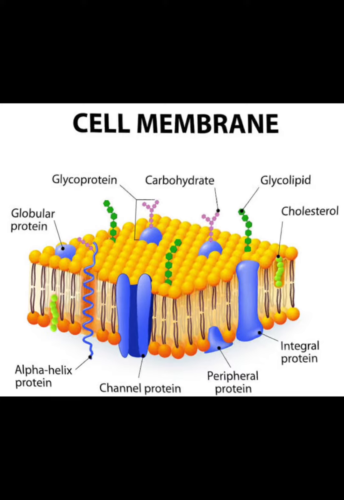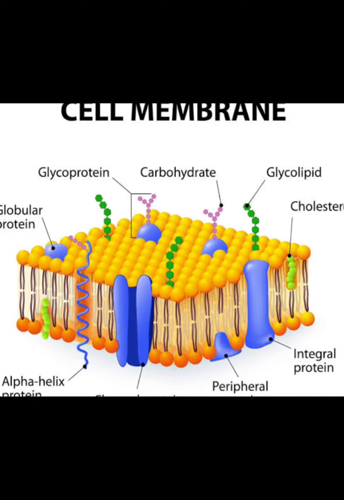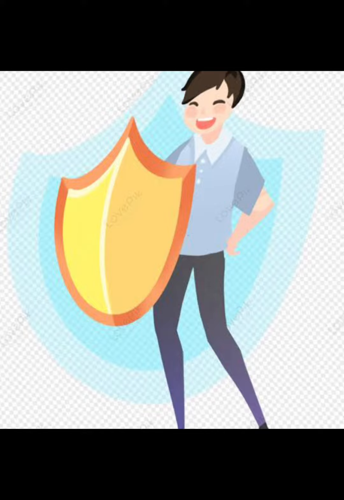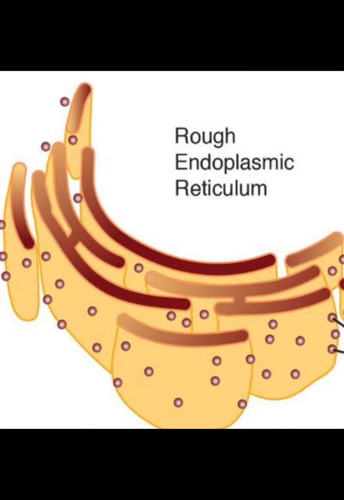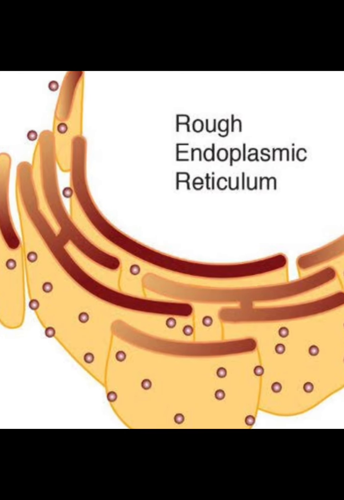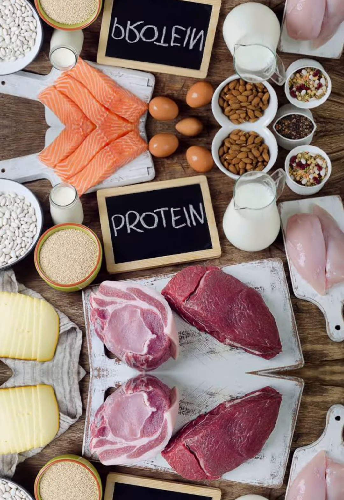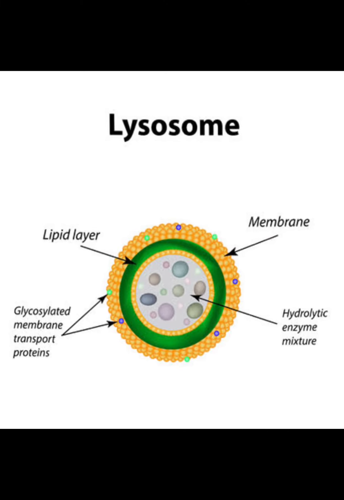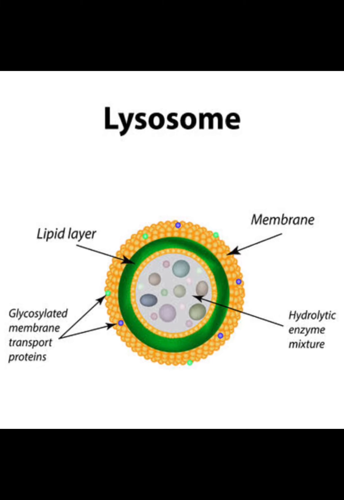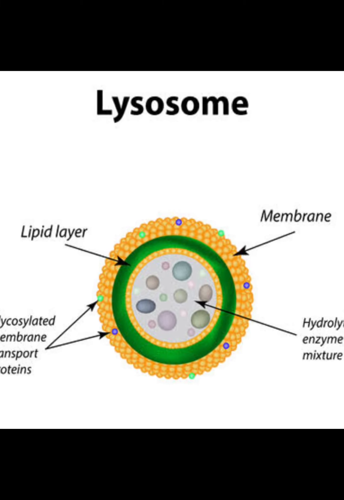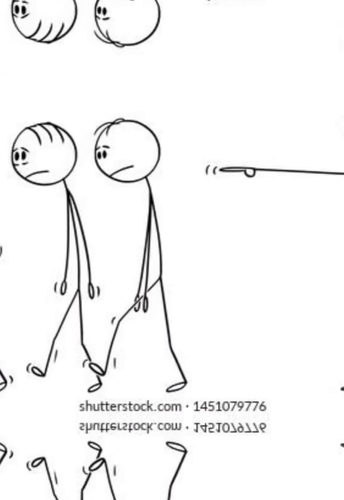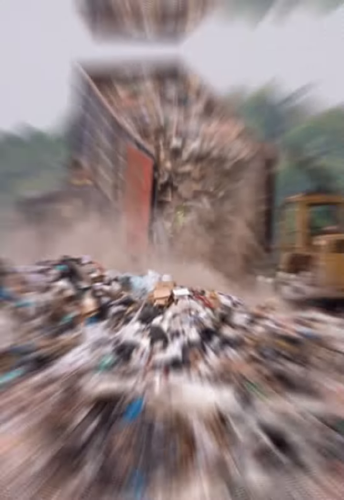Third one, cell membrane. The cell membrane helps and protects the cell. It's like a guardian outside of the house. Fourth one, rough endoplasmic reticulum. The rough endoplasmic reticulum sends lipids and proteins around the cell. It's like an assembly line. Lysosome. A lysosome contains digestive enzymes that digest worn out cell parts, food particles, viruses, and bacteria, and expel them from the cell, like a cleaning area.